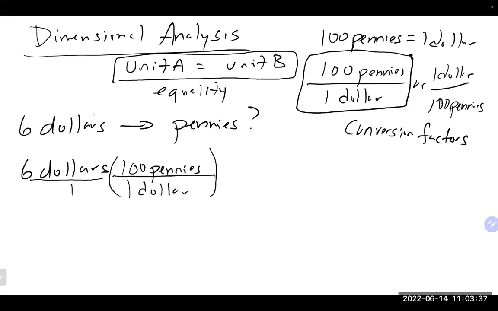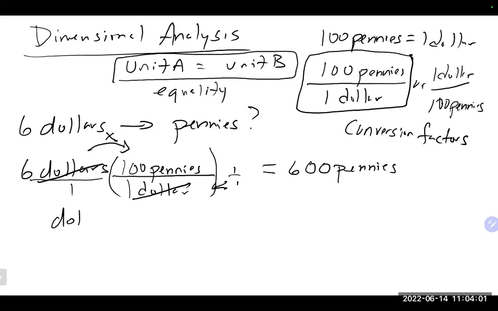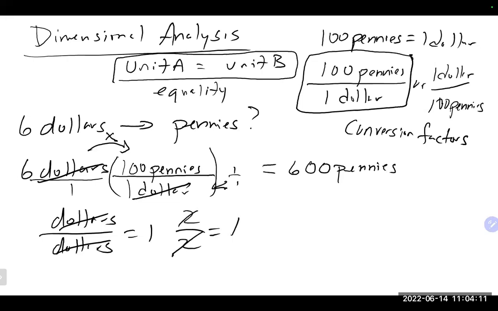What we are actually doing here is multiplying everything on the top and dividing everything on the bottom. So we take 6 times 100 and divide it by 1, which gives us 600 pennies left over. That is because these units cancel out, since we are essentially taking dollars divided by dollars. They cancel just like if you took 2 divided by 2, it equals 1, right? Units will cancel the same way when we do that.